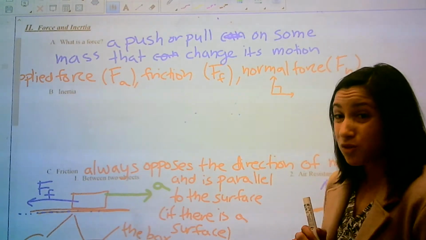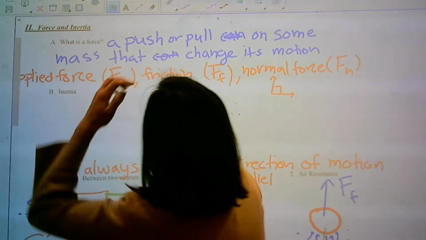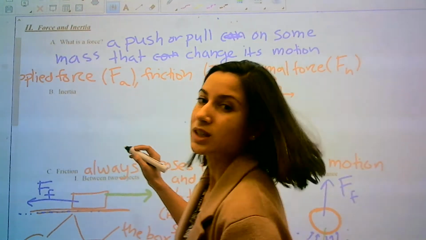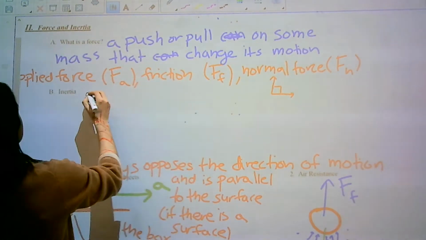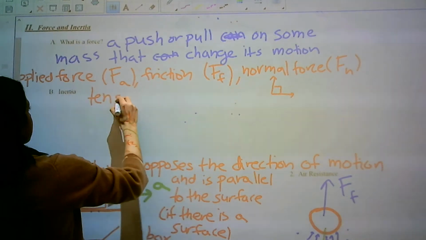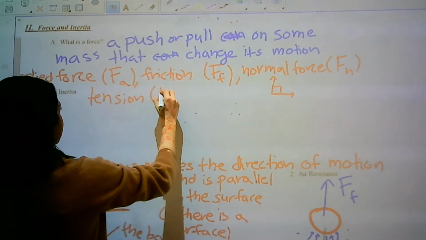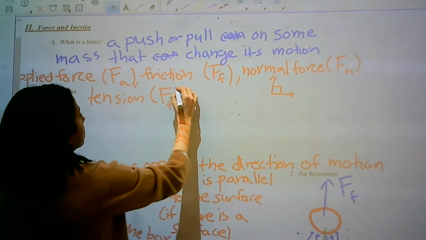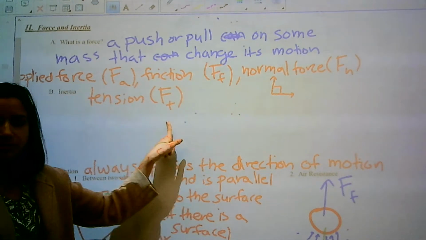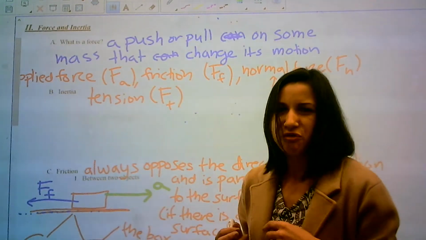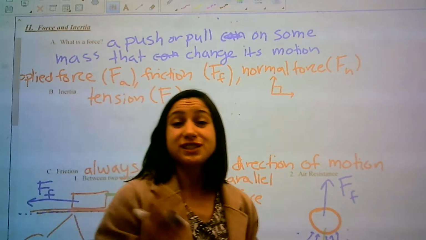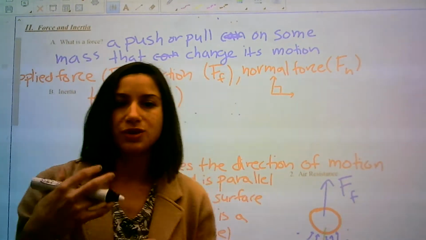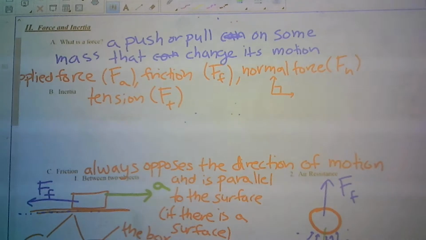We also have a force due to tension. I'm running out of room. So we have tension. Call it F little t. Okay? And I don't mean tension between friends. I mean tension physically. So if you were to play a tug of war game, you're going to feel tension throughout a string or a rope. So that's the force due to tension.